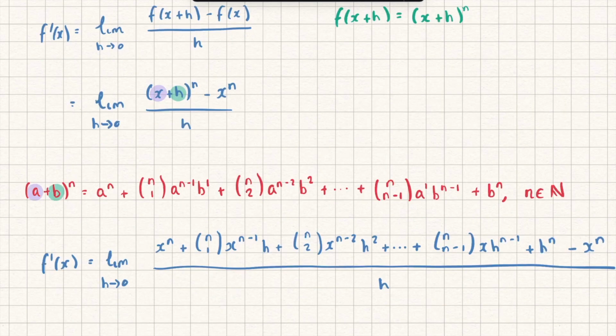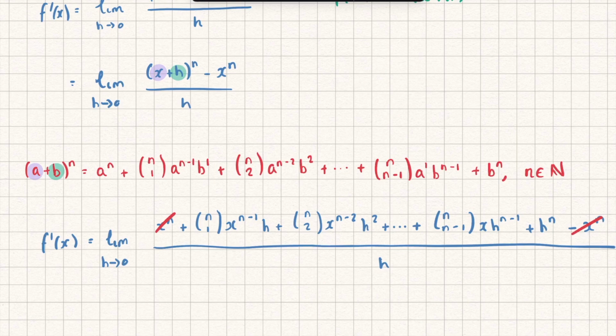Now if we take a look at this, you'll notice that the first and last term on the numerator will cancel with each other. So x to the n subtract x to the n, they disappear. And then all of the remaining terms we have, hopefully you can see, have an h in them, which means we can cancel that h on the denominator with every term on the numerator.